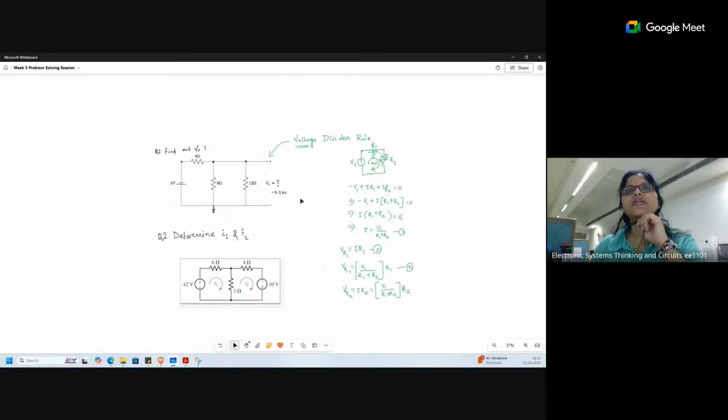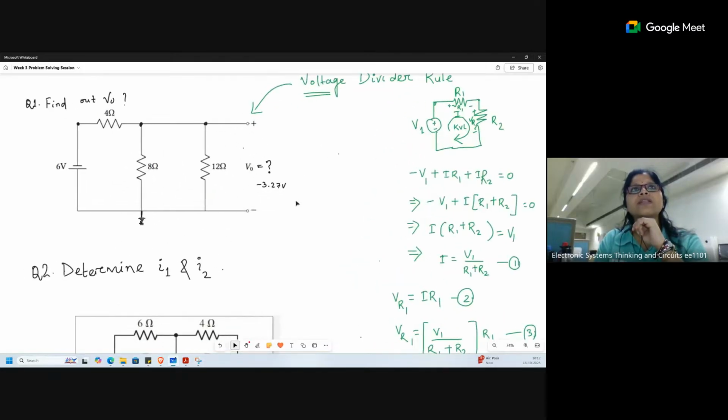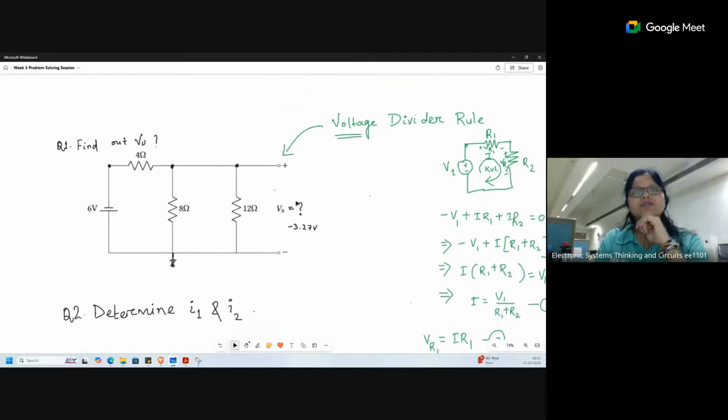Okay, fine. So now I wanted to use this concept in this circuit so that it will be solved in 2 steps. So for example, here you have multiple resistances. How can you know that total voltage is getting divided? Simply we can say that this 6 volt is divided among 4 ohm and this total resistance. This total resistance is what? 8 ohm parallel to 12 ohm. Is it fine?